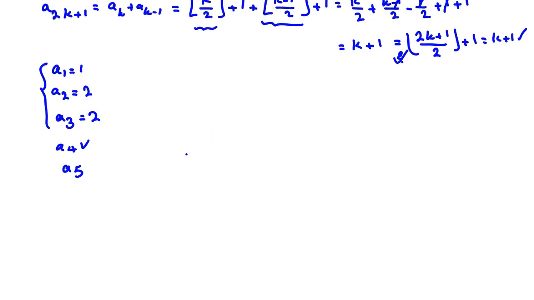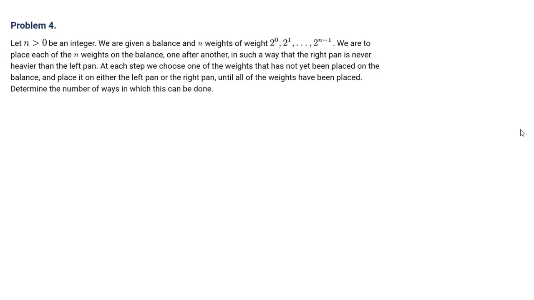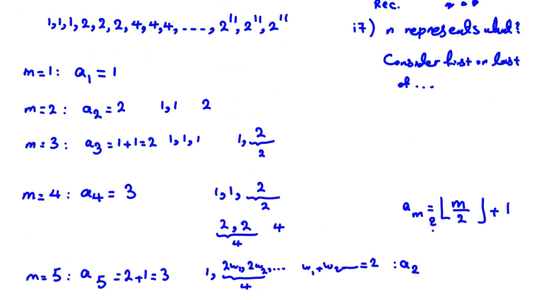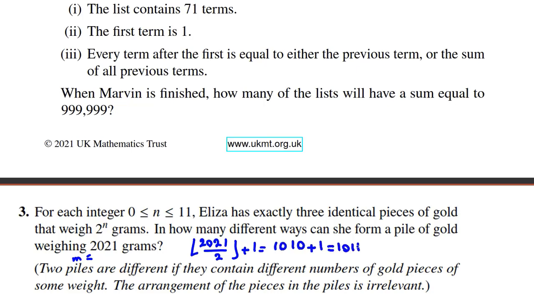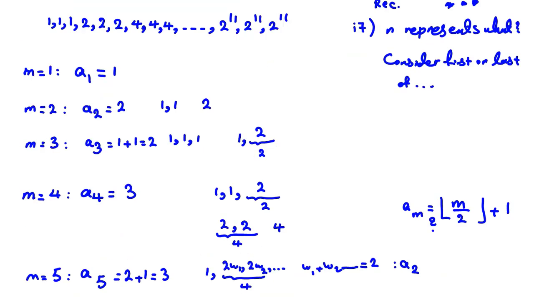Okay, let's try the IMO problem. And sorry, I forgot, the previous problem says 2021. So the answer will be 2021 over 2, floor of that, plus 1, which is 1010 plus 1, which is 1011. Okay? And the answer is this.